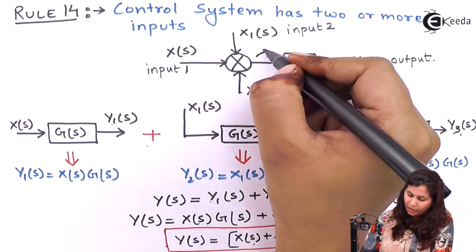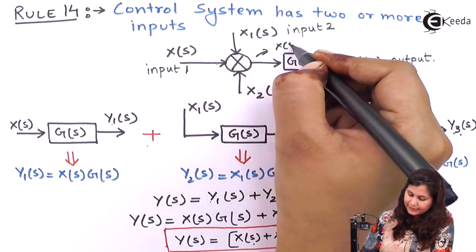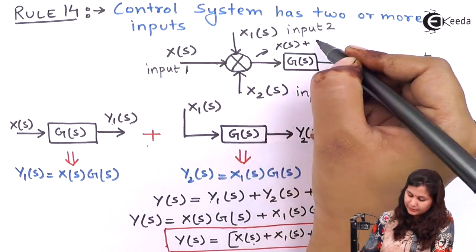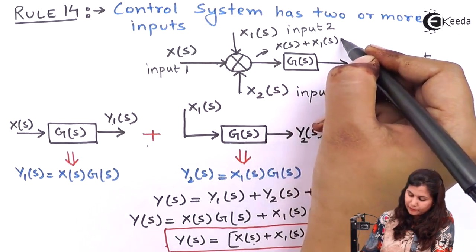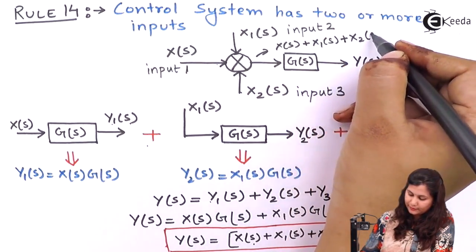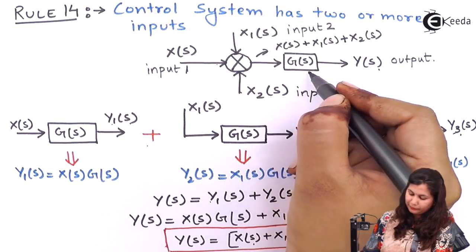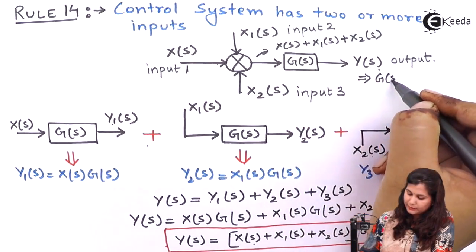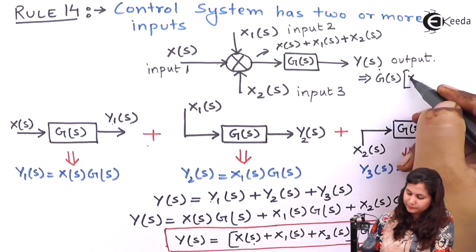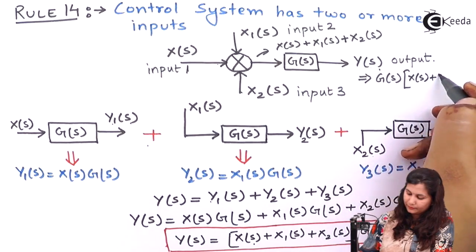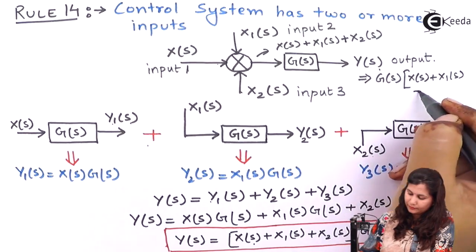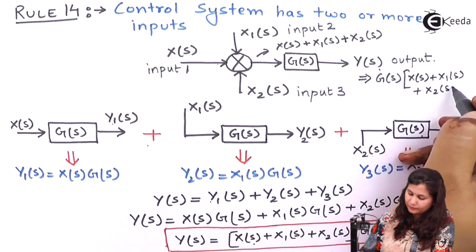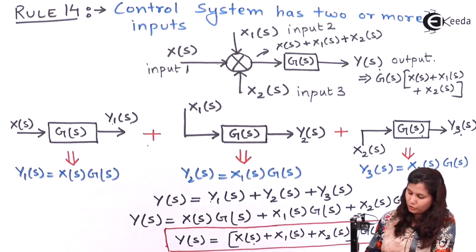If we take here the output, then what it will be? Xs plus X1s plus X2s, and we will multiply it with Gs. So what is the output? Gs multiplied with that sum. So the same output we are getting.